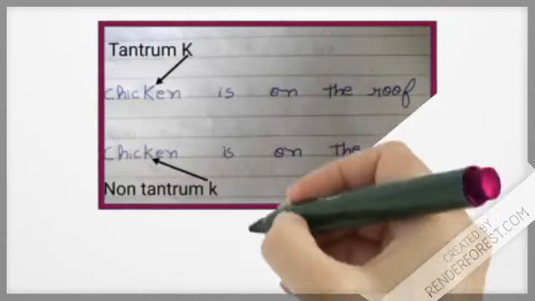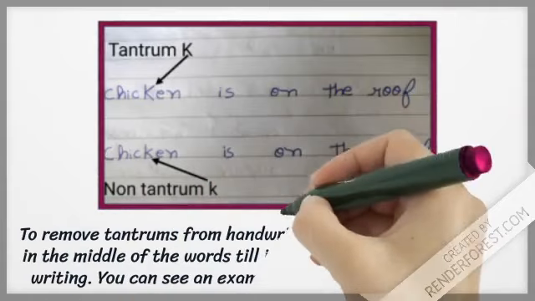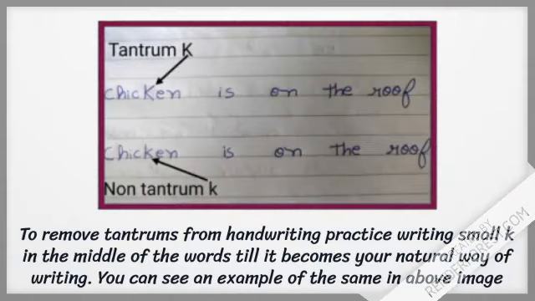To remove tantrums from handwriting, practice writing small k in the middle of words till it becomes your natural way of writing. You can see an example of the same in the above image.